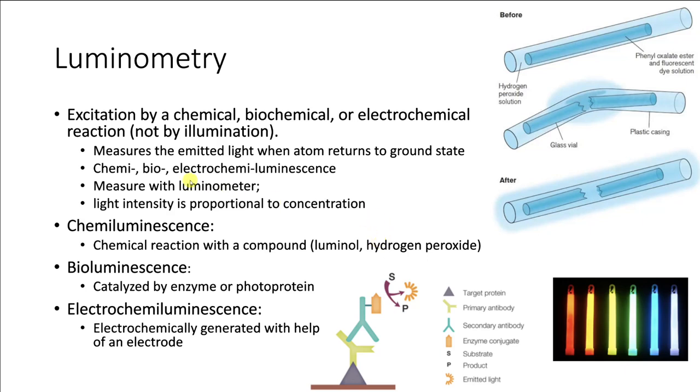We'll measure this with a luminometer, and the light intensity is directly proportional to the concentration. Chemiluminescence is a chemical reaction with some sort of compound. Bioluminescence is usually by an enzyme or photoprotein. And electrochemiluminescence is when an electrode shocks the sample and that causes the glowing.